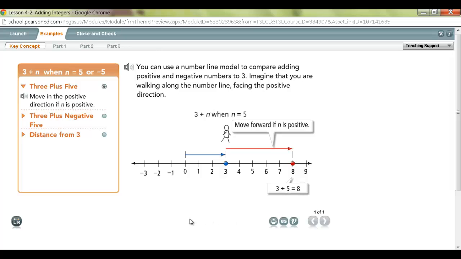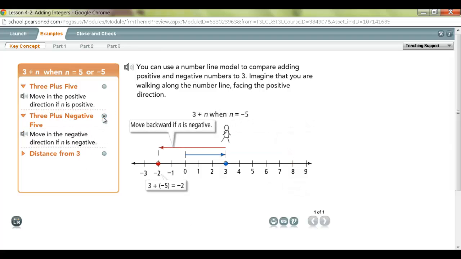Nothing too new here to you, correct? You add 3 to 5 and you get 8. Nothing new at all. Let's check this one. Move in the negative direction if n is negative. Okay, so we are at 3, and then we need to go to the left because negative indicates that we're moving to the left. So we go 1, 2, 3, 4, 5. So 3 plus a negative 5 is going to give me a negative 2. And that is where I found myself stopping on that number line when I went for the walk.